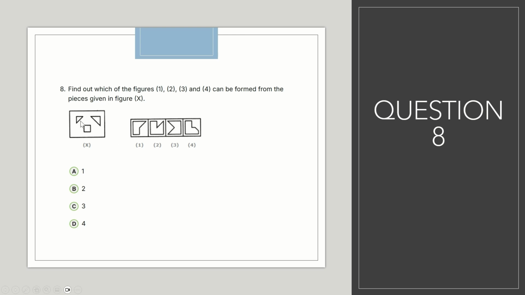Okay, and then looking at the triangles, starting with this one. For figure 1, we can have the triangle here. For figure 2, we can have the triangle here. But then we can see that we won't have the second triangle. So we can't have figure 2 as our option. Then for number 3, we can have a triangle here. And then for number 4, we can't have either of the triangles here. So number 4 is out.